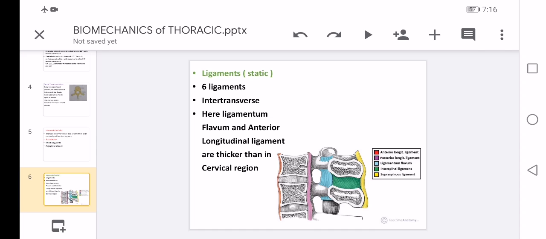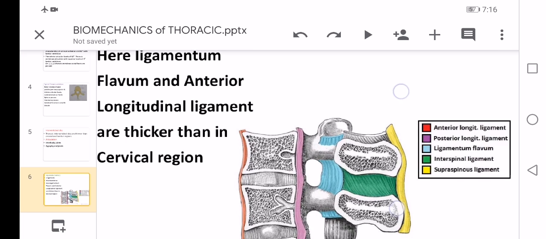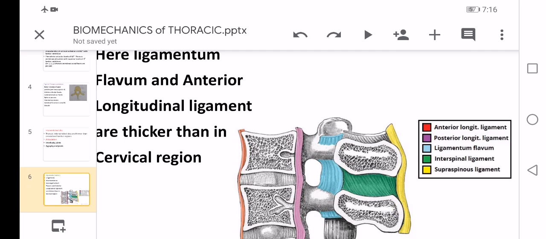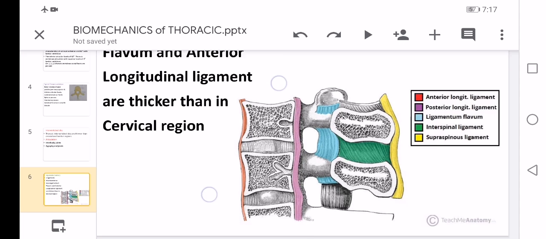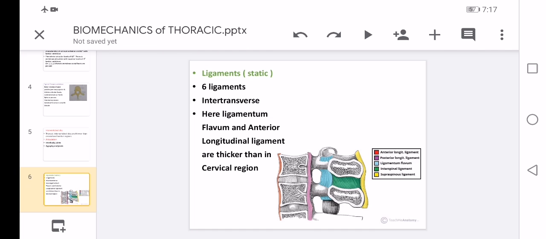If we talk about the ligaments, there are 6 ligaments: anterior longitudinal ligament, posterior longitudinal ligament, ligamentum flavum, interspinous ligament, supraspinous ligament, and intertransverse ligament. Here, the ligamentum flavum and ALL are thicker than in the cervical region. This is a point to be remembered.